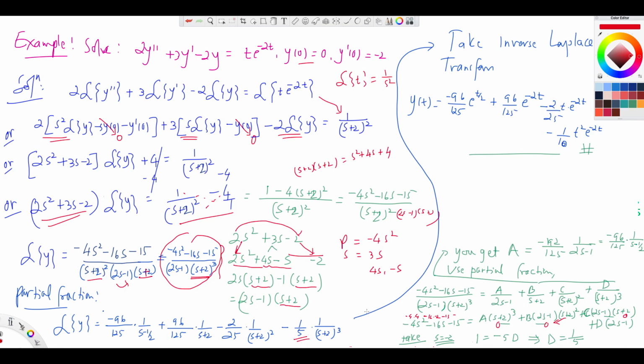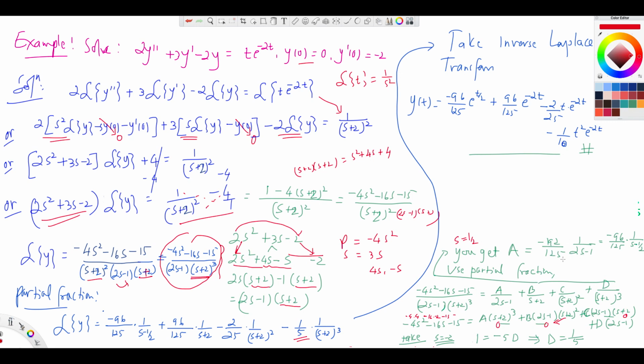Similarly, one of the things you should be careful about is, look at this. If you set s equals 1/2, positive 1/2, then this will go to 0, this will go to 0, this will go to 0. You will get a equals this value. Okay, so s equals positive 1/2 gives you a equals that.